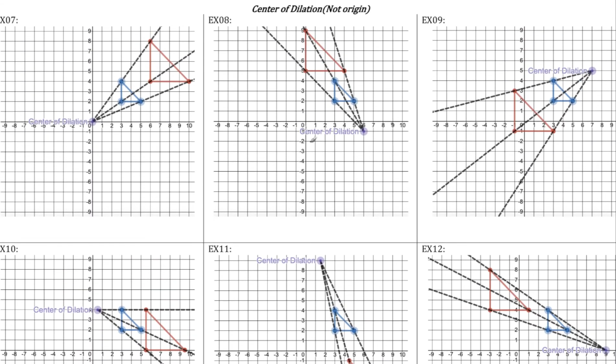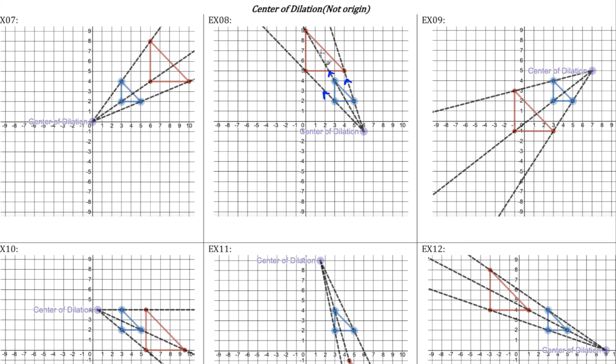Now, remember everything goes towards the center of dilation or away from it. What happens when it's not 0, 0? Right here, it's 0, 0. This is the center of dilation. So I had this little shape and I dilated away from this point. And when I do that, I get bigger away from this point.